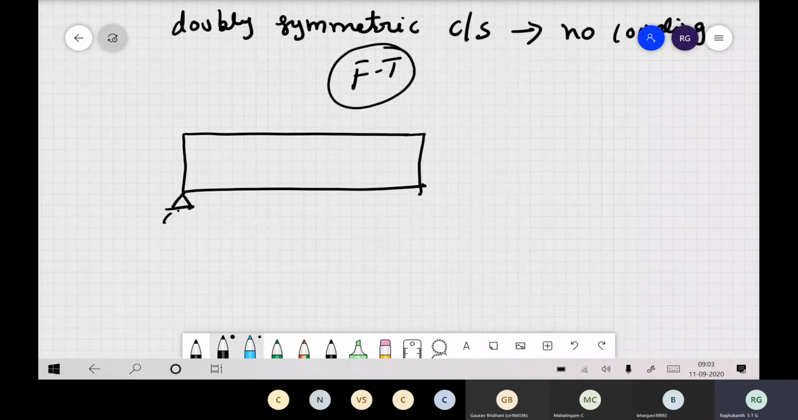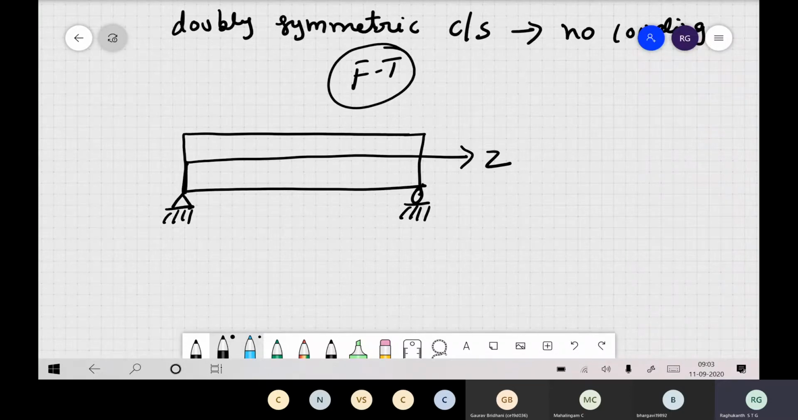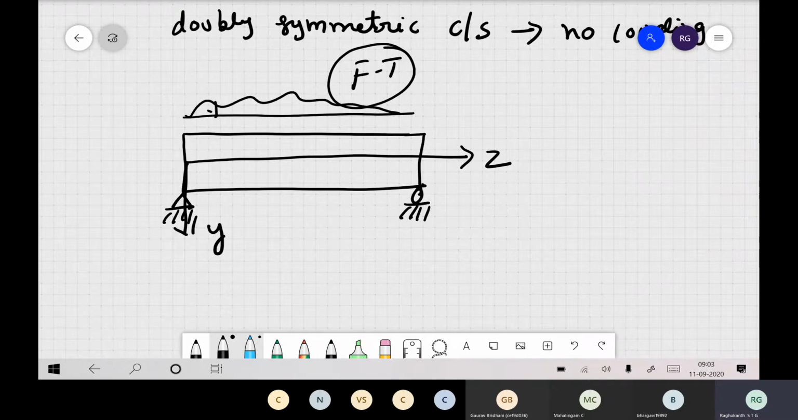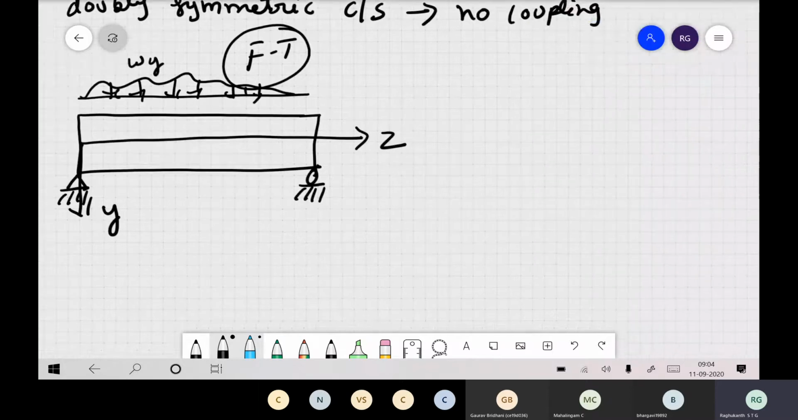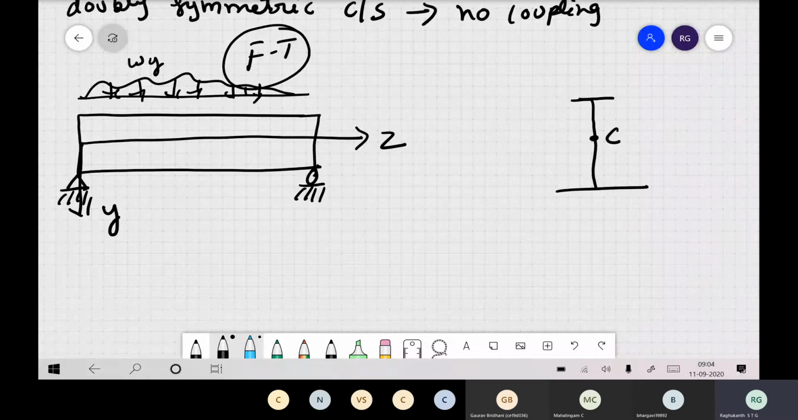Already we have written the energy, so I am just writing it once again. This was our z-axis here, this is your y-axis, and you have some type of arbitrary load, W_y or something like that. I have also drawn the section. Our section is like this. It is an I section. It is not symmetric. The centroid is somewhere here, then you have the shear center also. Both of them are there.